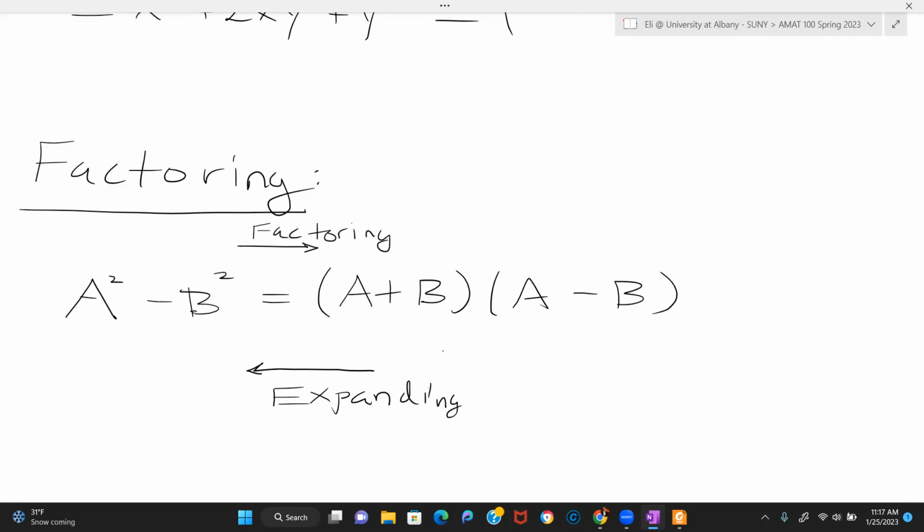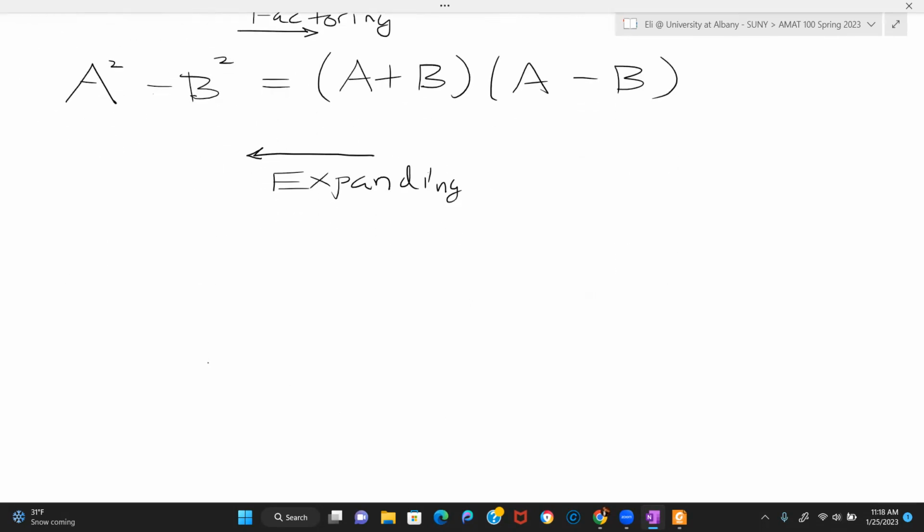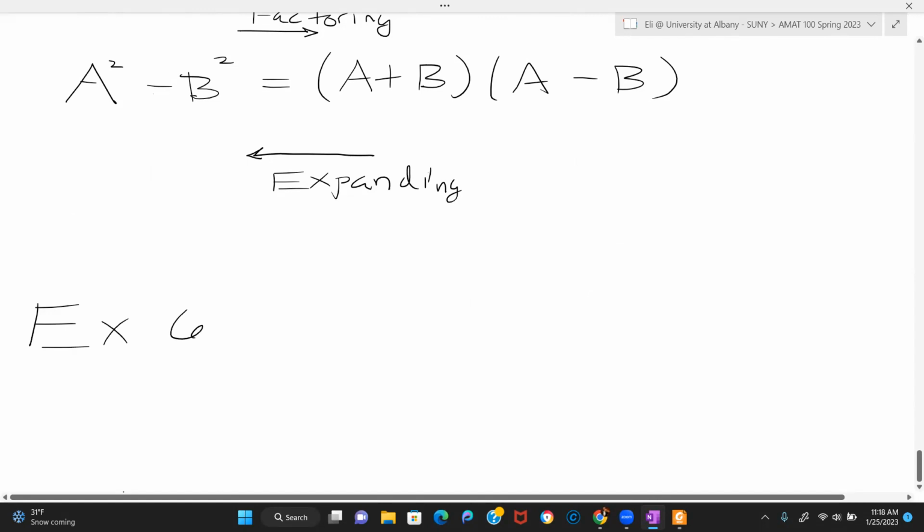But sometimes this perspective can help you solve certain problems. If you read this from left to right, you're factoring. If you read it from right to left, you're expanding or FOILing. In this case, we want to factor, which is the reverse of expanding, or the reverse of multiplying. So let's look at an example.